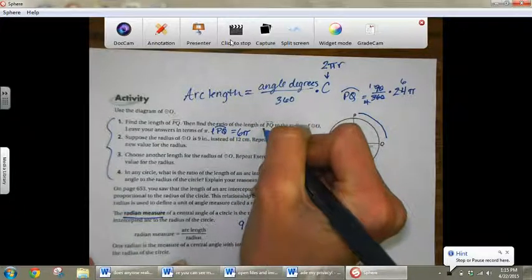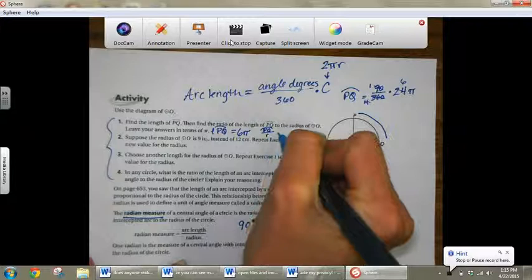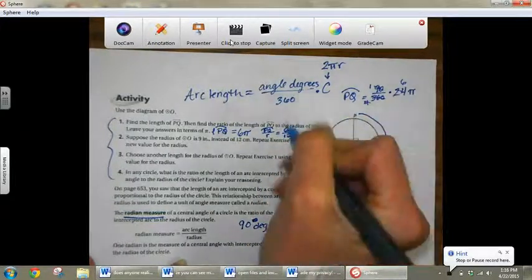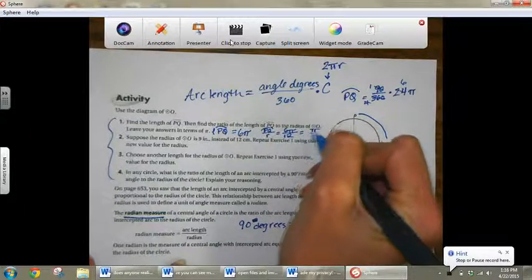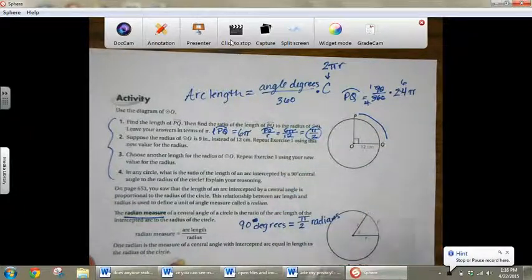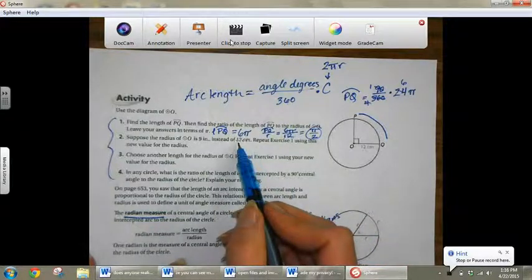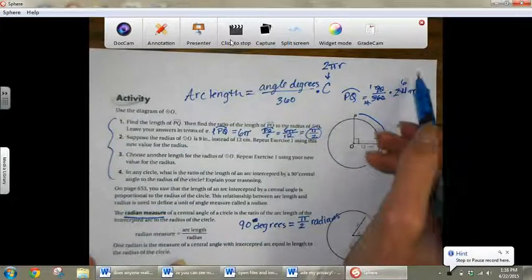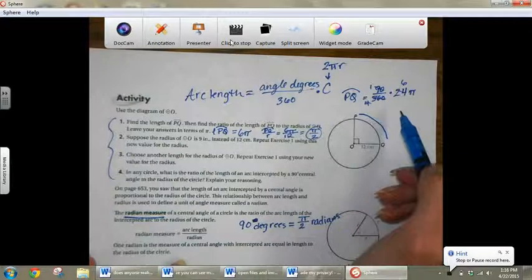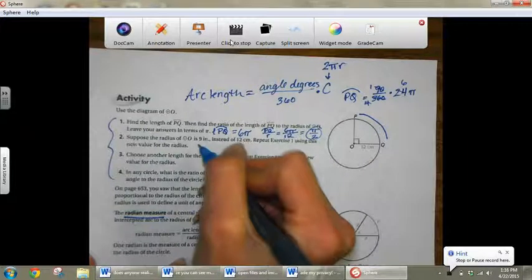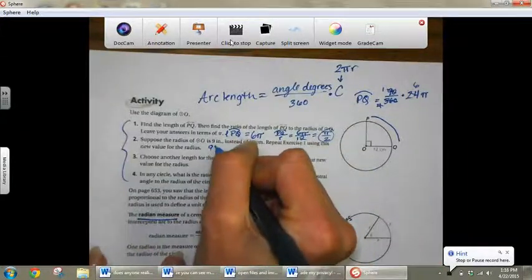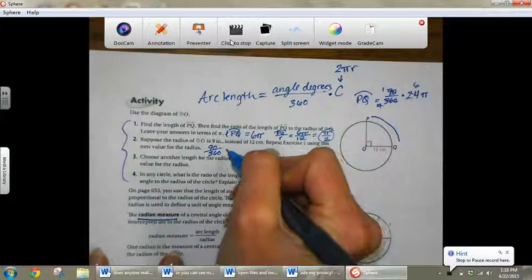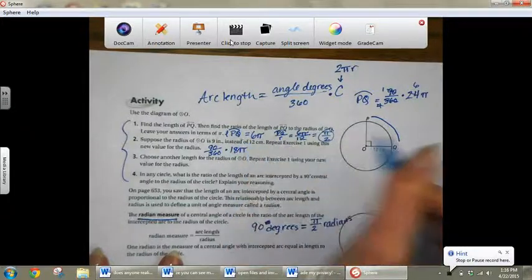Now, PQ over the radius is equal to 6 pi over 12, because 12 is our radius. And that ends up reducing down to pi over 2. Then they ask us to, instead of having it be 12 centimeters, pretend that this is now 9 centimeters. So the only thing that's going to change in this equation is that it's still going to be 90 over 360, but I'm going to be multiplying by 18 pi instead of by 24 pi.